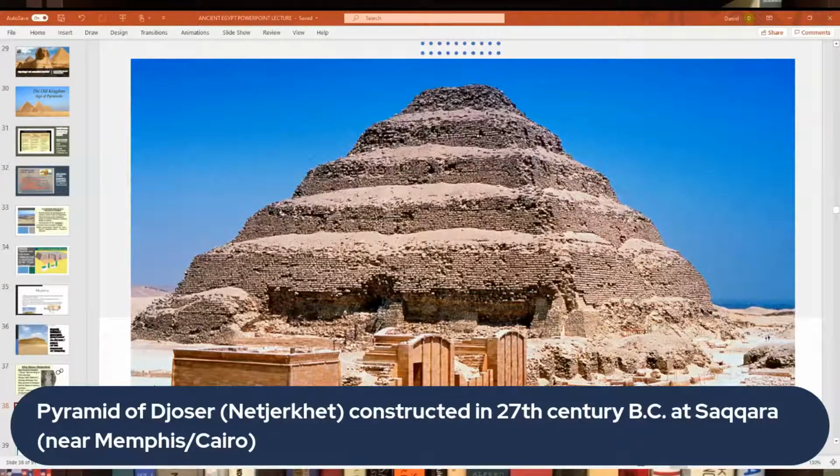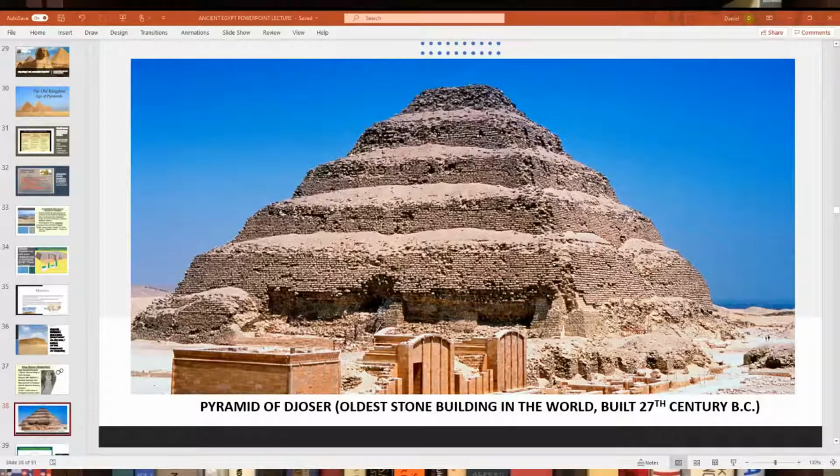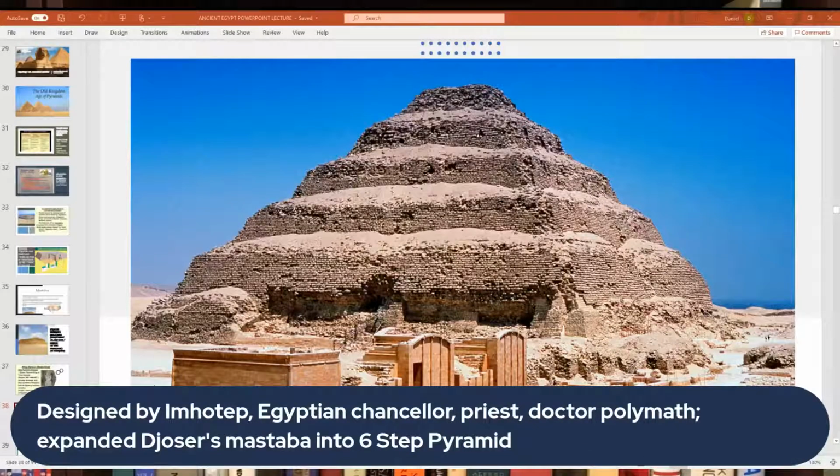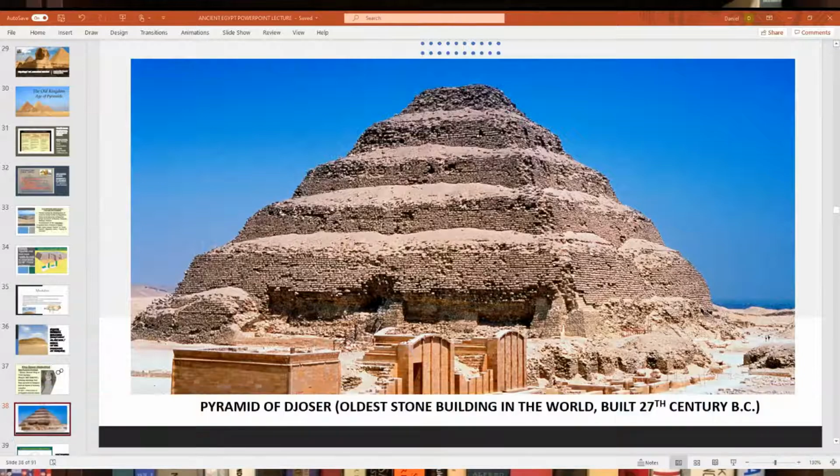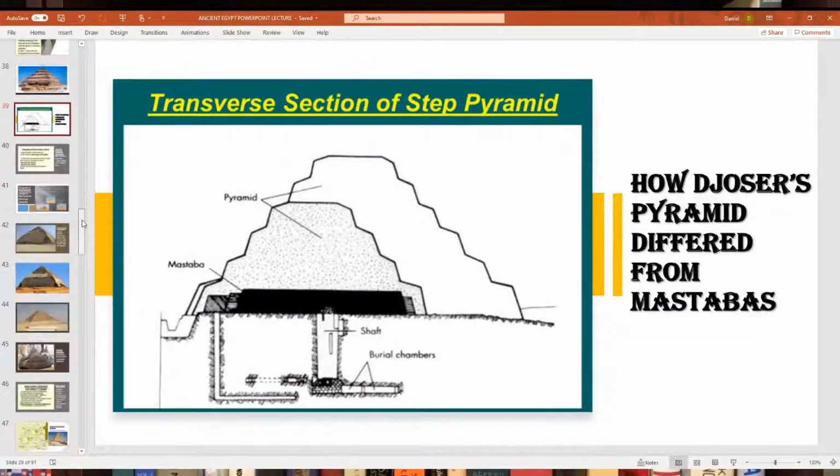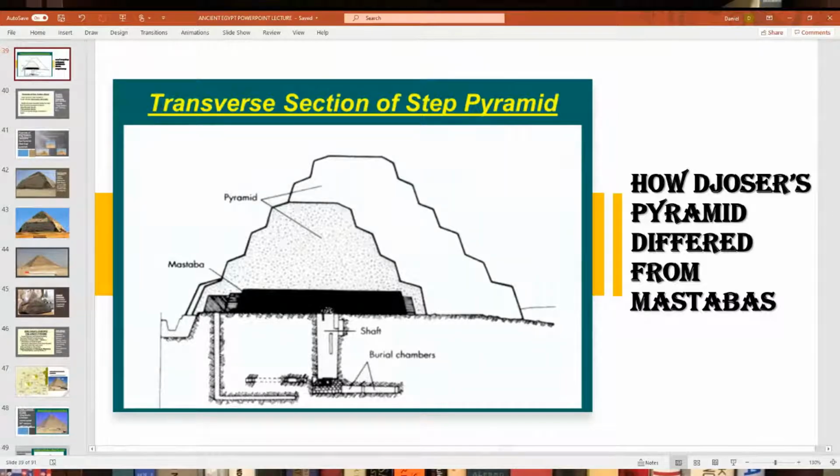That's where it is. And anyway, you saw in the video, there was an Egyptian chancellor of some type who was like this polymath. He was like a priest. He was a doctor. I think he was a mathematician, engineer. He was the man that actually designed the pyramid structure, which ended up being like a six-step pyramid. Originally Djoser was planning to build a mastaba, but apparently Imhotep talked him into building this pyramid structure. And so they think that Imhotep was the father of the pyramids. They believe he's the one that came up with the idea of that.